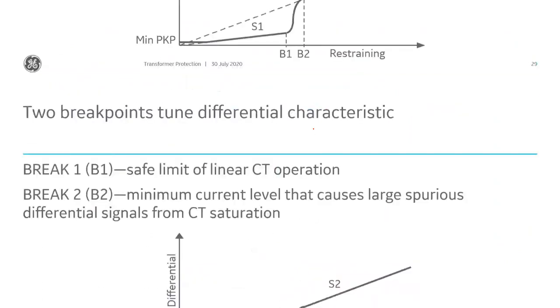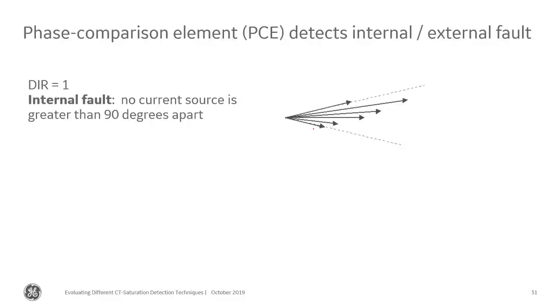An additional check that we place on just about all of our modern firmware versions of relays is an additional directional check, as well as the differential characteristic. So if I have an internal fault, so what that means is all of the fault current is inside of the zone of protection.